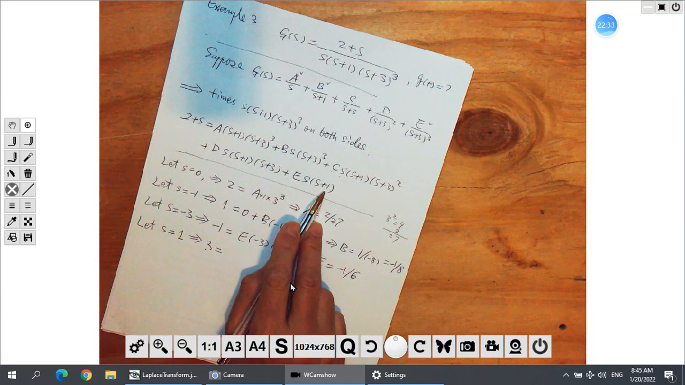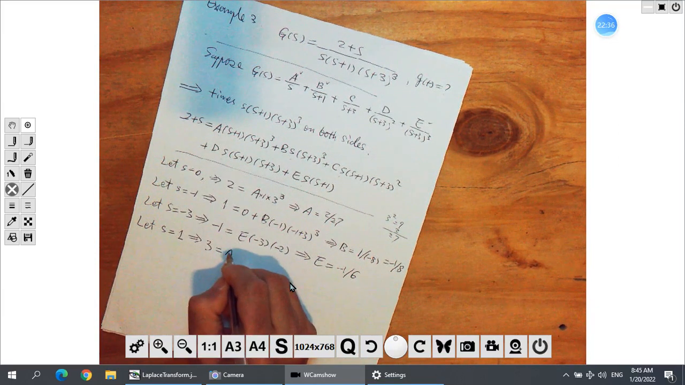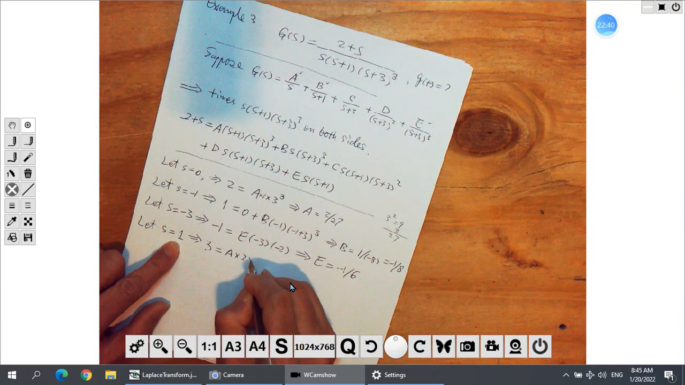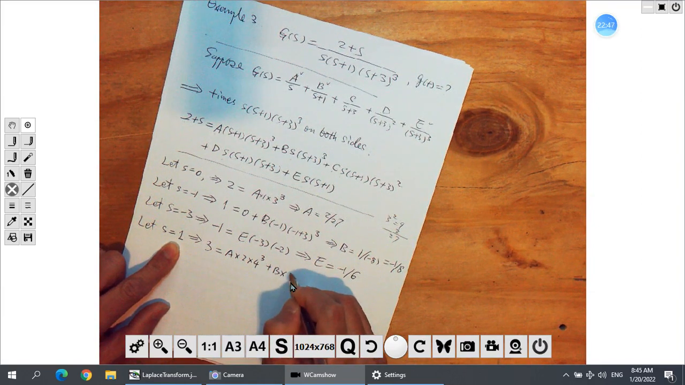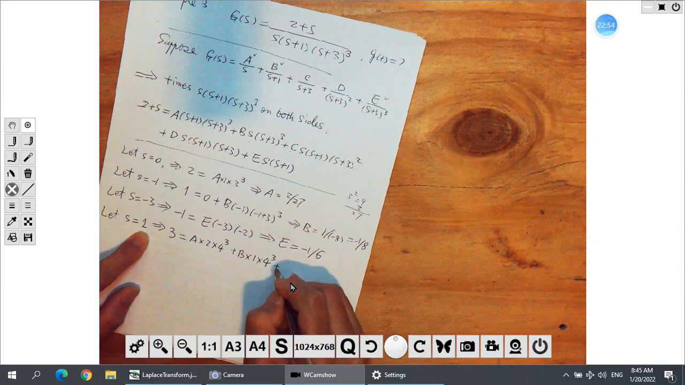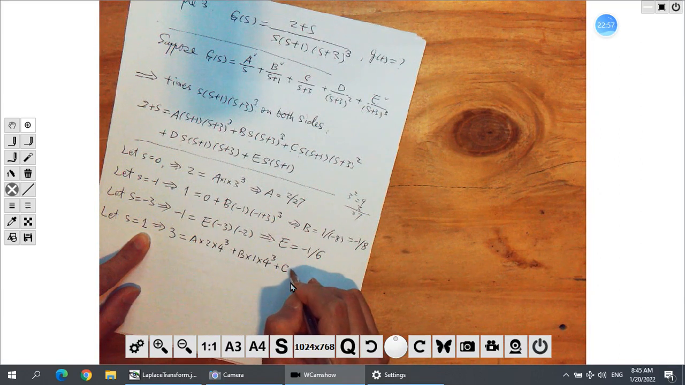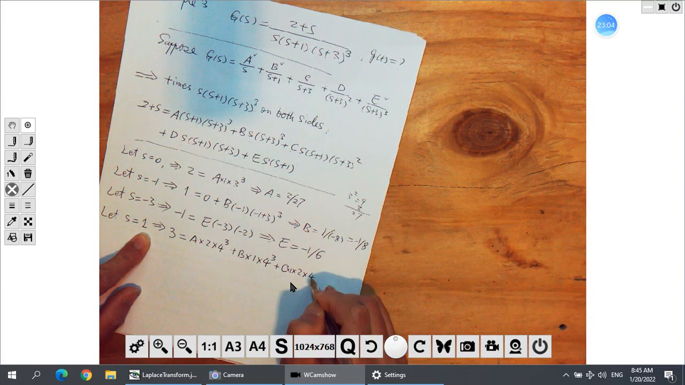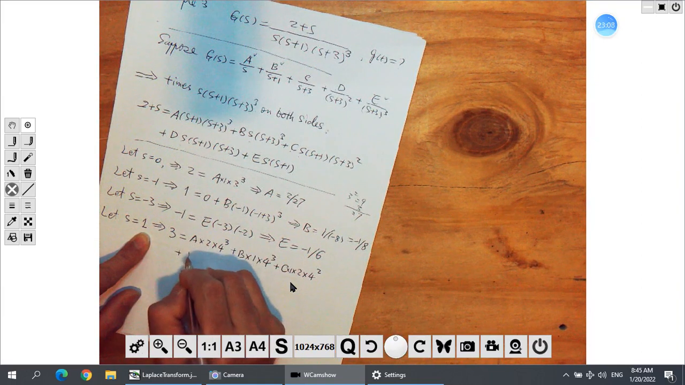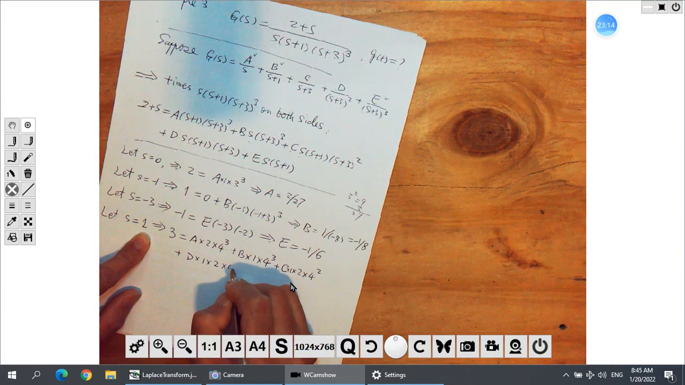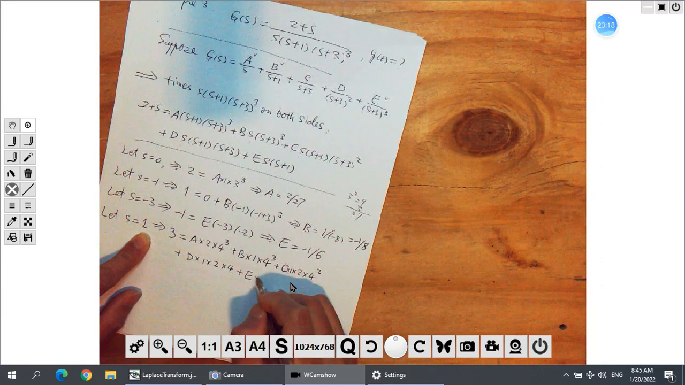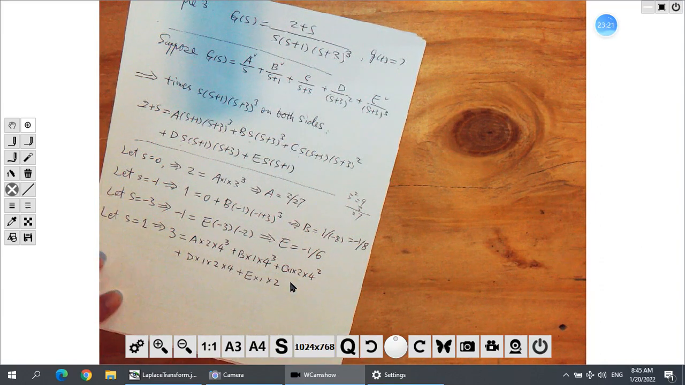We cannot erase anyone. A times s plus 1 is 2, s plus 3 is 4 cubed, and b times s is 1, s plus 3 is 4, and c is s is 1, s plus 1 is 2, and s plus 3 is 4 squared, and plus d times s is 1, s plus 1 is 2, s plus 3 is 4, and e times s is 1, s plus 1 is 2. This is quite long. Then be careful.